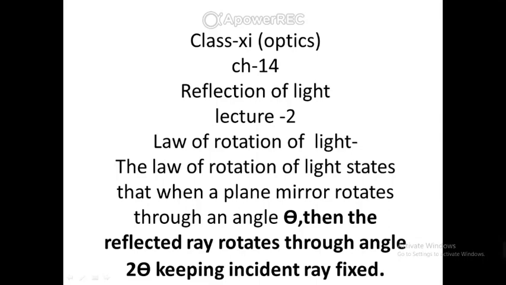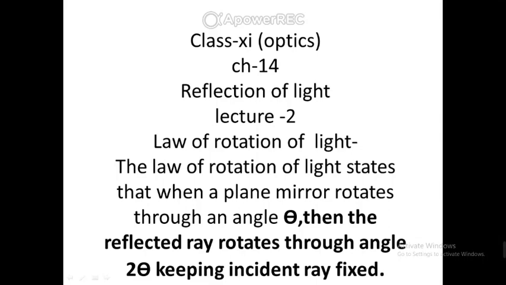We are discussing optics, reflection of light, lecture 2, which lies in chapter 14. Optics, class 11, chapter 14, reflection of light, lecture 2. Today we are discussing the law of rotation of light. In reflection, there is the law of rotation of light.